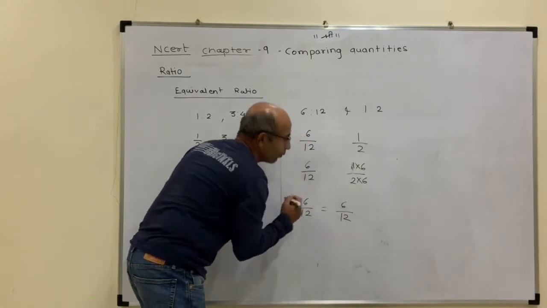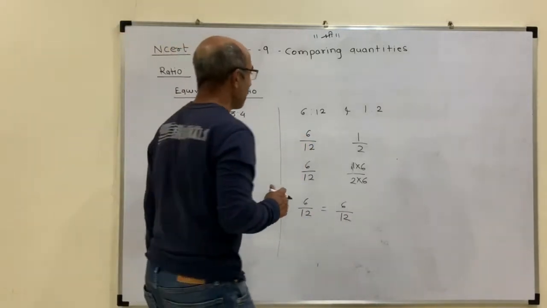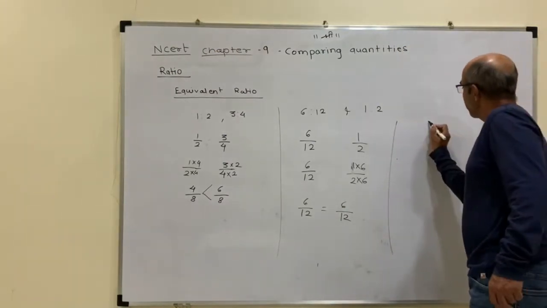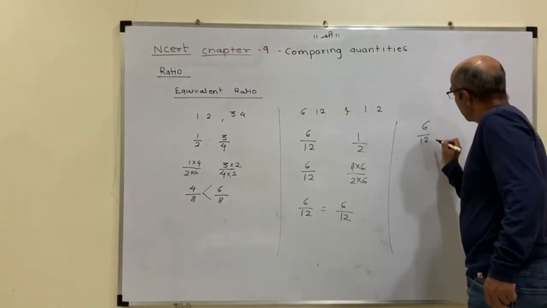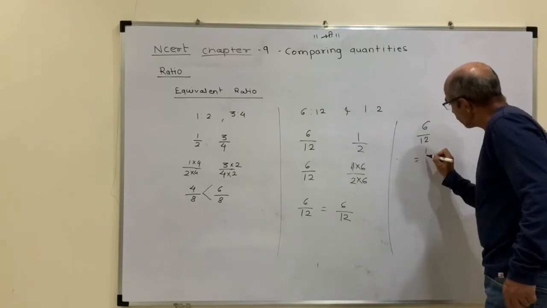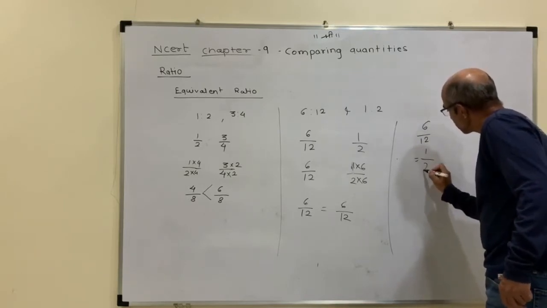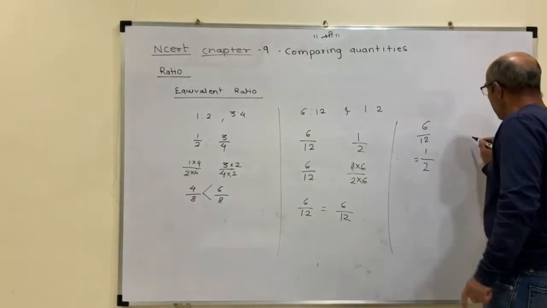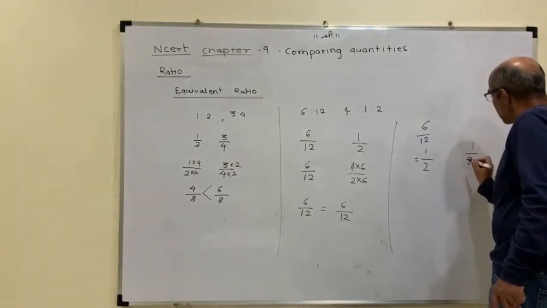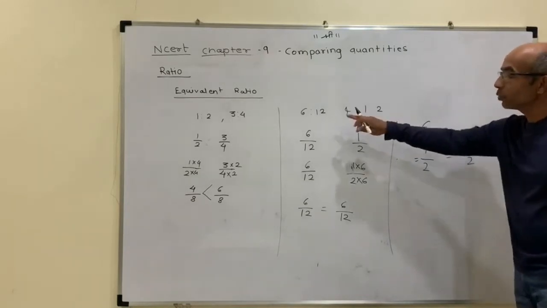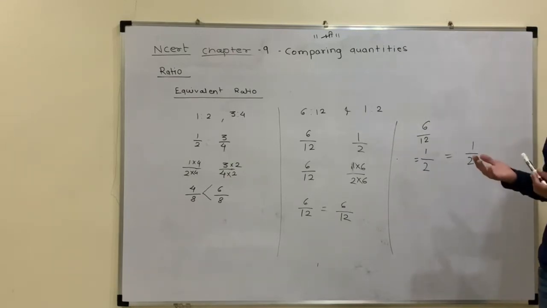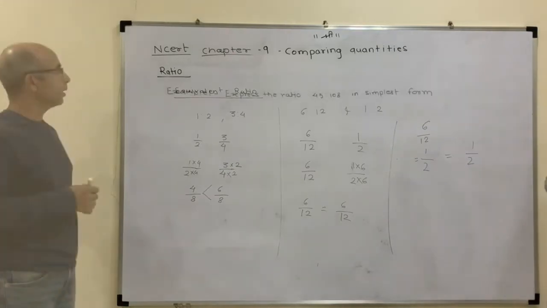So they are equal. Or I could have solved this a little differently. 6 divided by 12 is equal to, 6 1s are 6, 6 2s are 12, so that is equal to half. And 1 as to 2 is nothing but a half. So these two ratios are equal. This way we can check whether two ratios are equivalent or not.